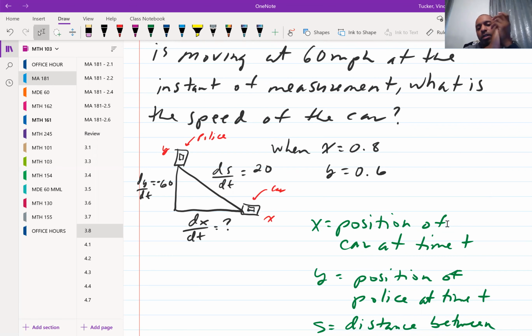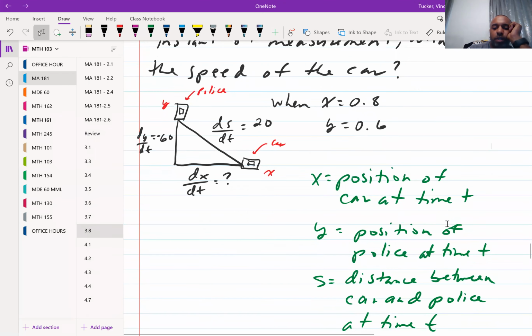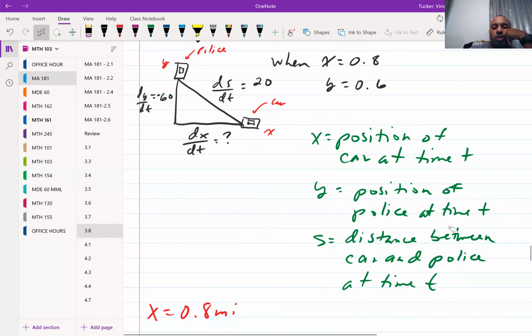All right, so we see in green, x is the position of the car at time t, y is the position of police at time t, s is the distance between the car and police at time t. And also notice 0.8, 0.6, x and y.